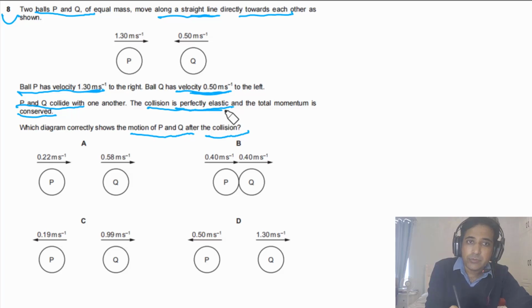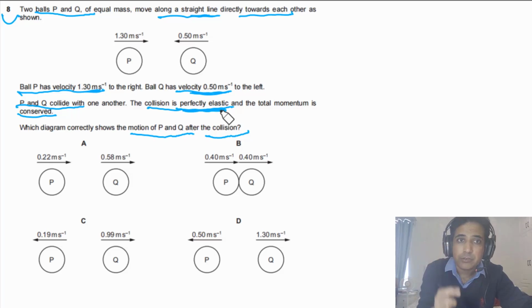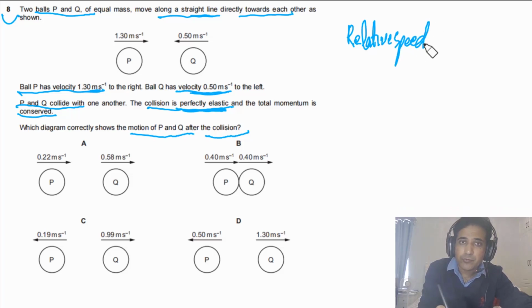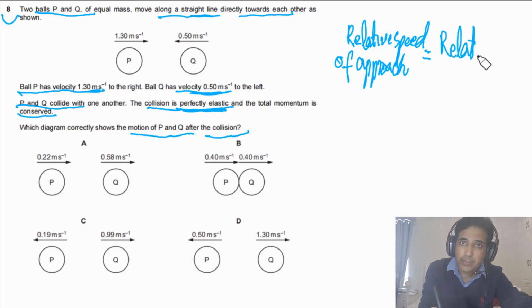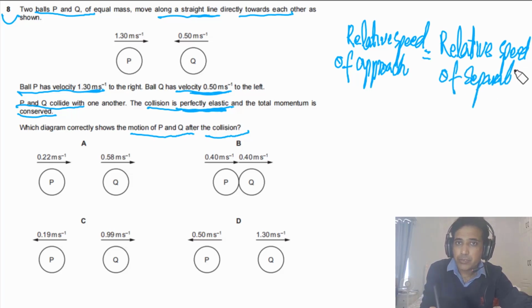So for this question it is given to us that this is a perfectly elastic collision. So the smart way to answer these questions is that we can use the fact that relative speed of approach has to be equal to relative speed of separation, and this is only true if the collision is perfectly elastic. So relative speed of approach has to be equal to relative speed of separation if it is a perfectly elastic collision. So simply we can write here relative speed of separation.